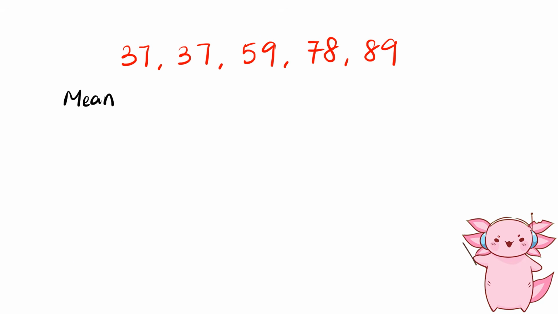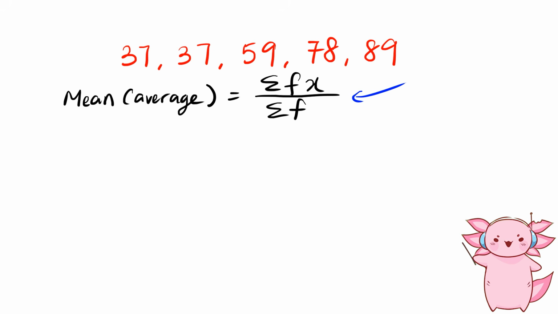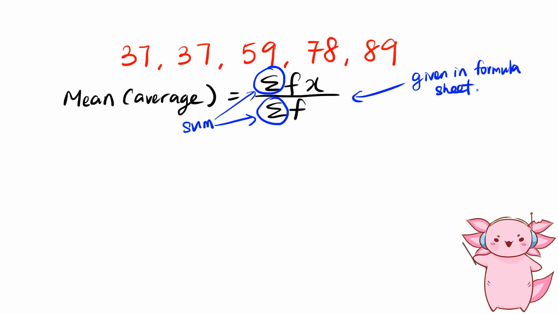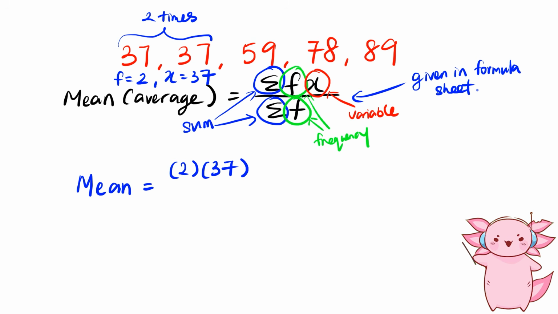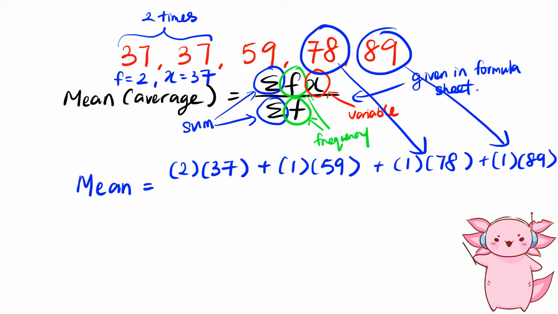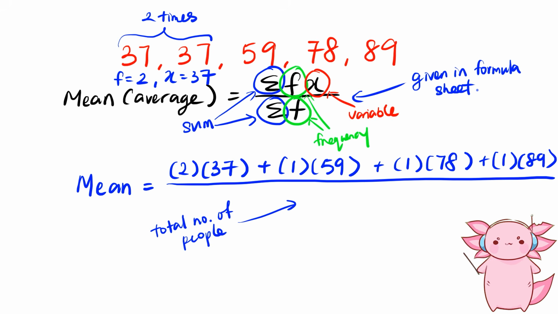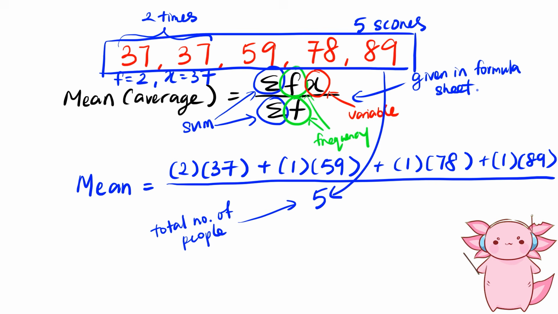Mean is just a fancy way of saying average, and I know this formula here looks pretty crazy, but hey, that's what's given in the formula sheet, okay? So this E-looking symbol here refers to the sum, or adding things up. F means frequency and the x is our variable. In this case, it's our test scores. Since 37 here appears 2 times, f equals 2 and x equals 37, so it becomes 2 times 37 plus 1 times 59 and so on. The denominator is the sum of f, which is how many people there are in total, which is 5, and calculating that gives us the mean of 60.